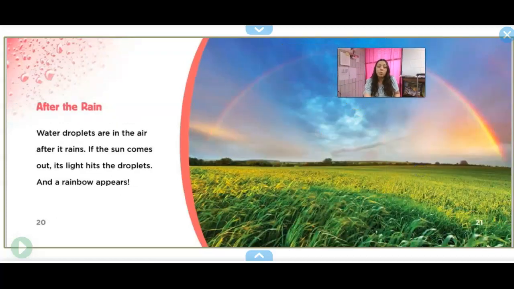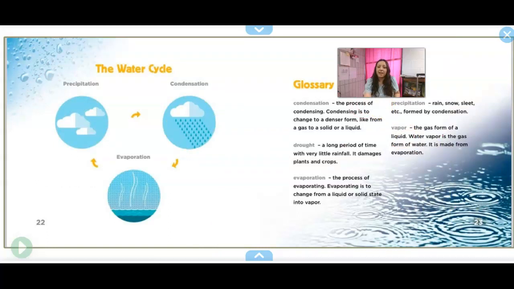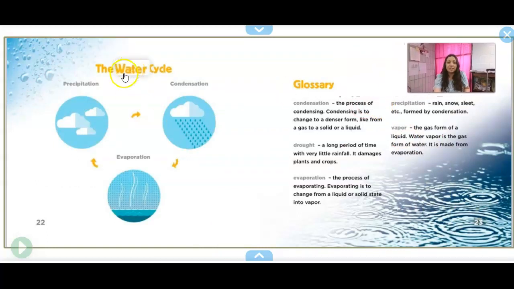After the rain, water droplets are in the air. If the sun comes out, its light hits the droplets and a rainbow appears. So that's why you see a rainbow after the rain. And then look, we have that picture of our water cycle: precipitation, condensation, evaporation. So that water cycle is what helps it rain.